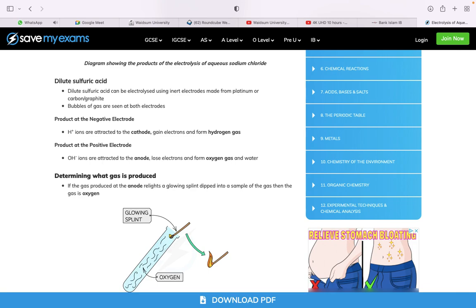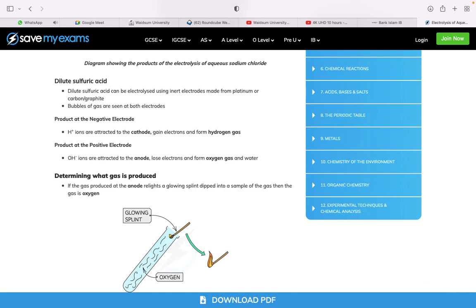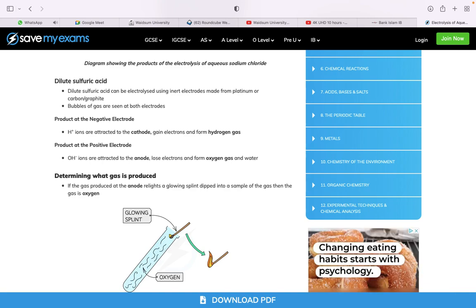We saw that the hydrogen gas was produced at the cathode, while the chlorine gas was produced at the anode. So two gases bubbled off just now. Likewise, in this case, gases are seen at both electrodes. But let's see what happens. Let's take a look at the negative electrode, which is called the cathode.